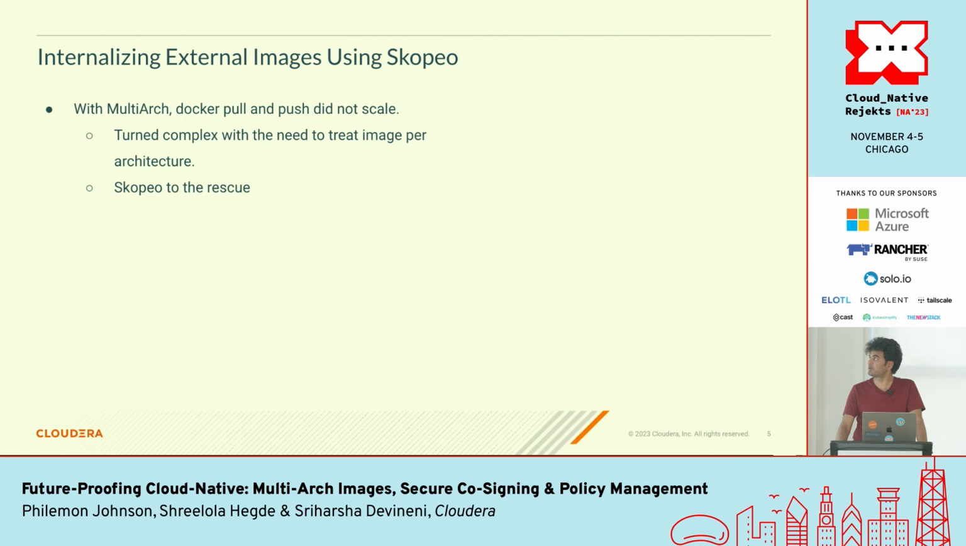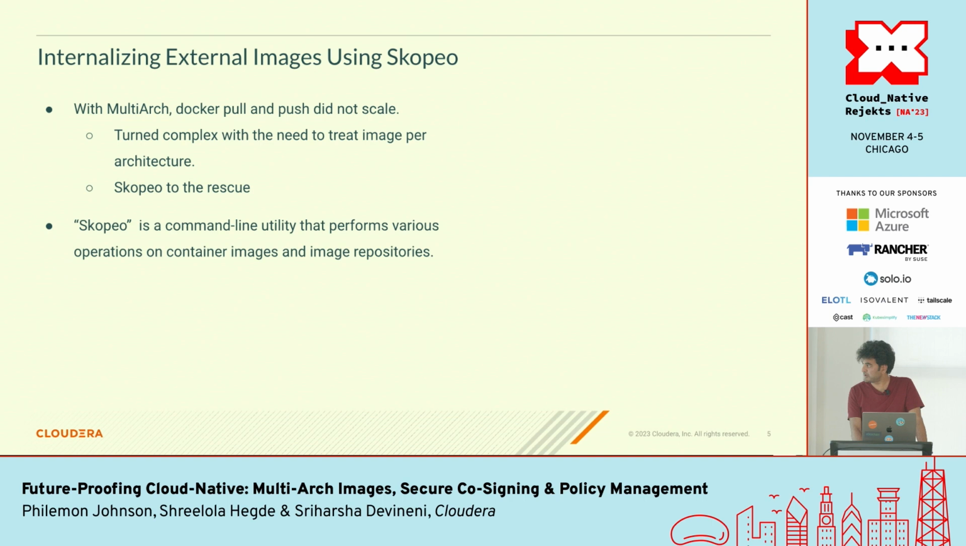So Skopeo was able to handle everything with a single command and still treats images as a single image, though internally it tracks different architectures. So we were able to perform various operations on the container images and the image repositories. In addition to just pulling and pushing the images to our registry using Skopeo, there is one more functionality we were able to leverage Skopeo with, which I will cover in the next sections.